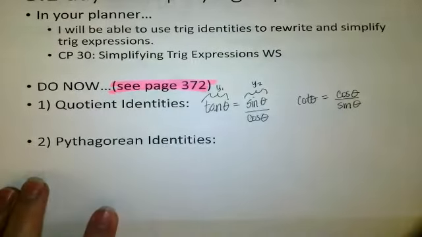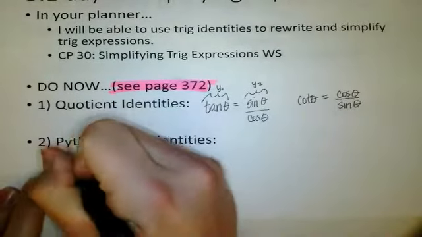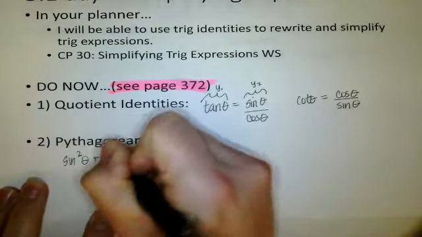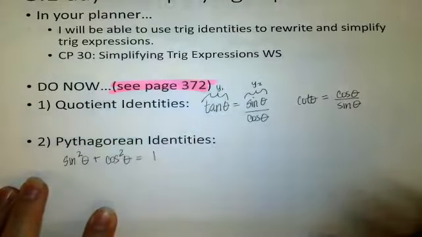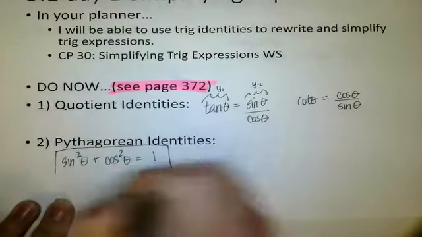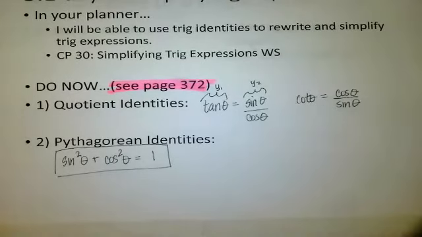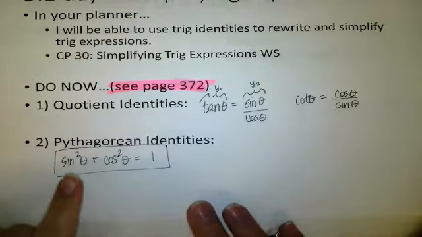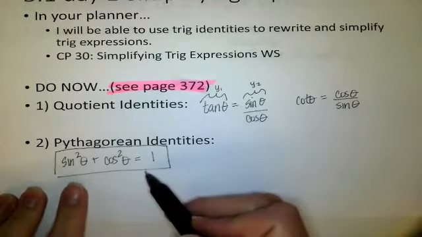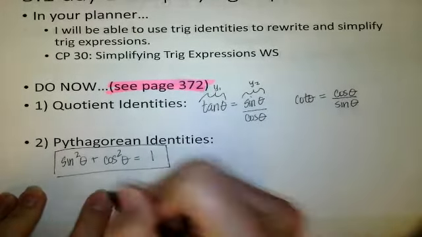The Pythagorean identities, there were 3 of them. The big one is sine squared of theta plus cosine squared of theta equals 1. That is the big kahuna, the one you need to know for sure. Maybe in the book it's cosine squared plus sine squared equals 1. It doesn't matter what order that's in. We derived these in your notes. What's important about these is that you can rearrange them.